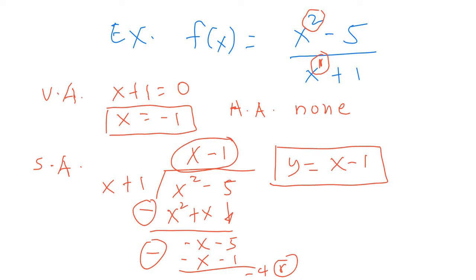Okay, so we will show you the graph next. So here's the vertical, x is equal to negative 1. That's our vertical asymptote. We don't have a horizontal, and we do have a slanted one. If there is a slanted asymptote, there's no horizontal. So our slanted is y is equal to x minus 1. We will show those two equations next.